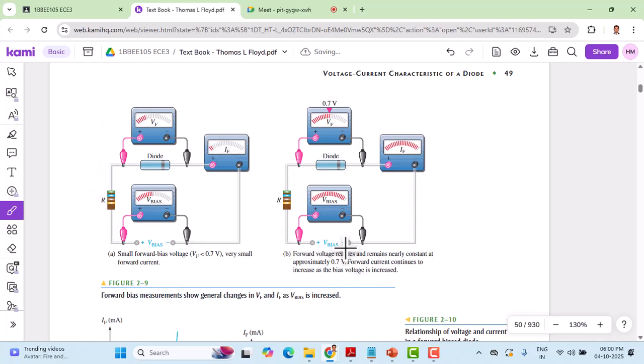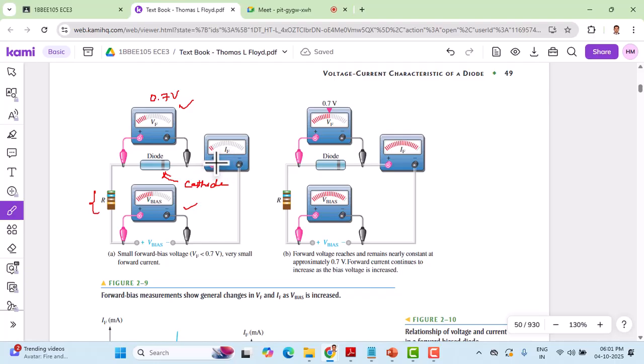And the second setup shows a forward voltage overcoming the barrier. Notice the diode is shown with a band here. This indicates it is the cathode. You can see that the cathode is connected to the negative, and this is the anode side, which is connected to the positive, and there is a resistor. We apply a bias voltage, and to measure the voltage across the diode we have VF. More or less this remains at 0.7 volts, that is the voltage across the diode.